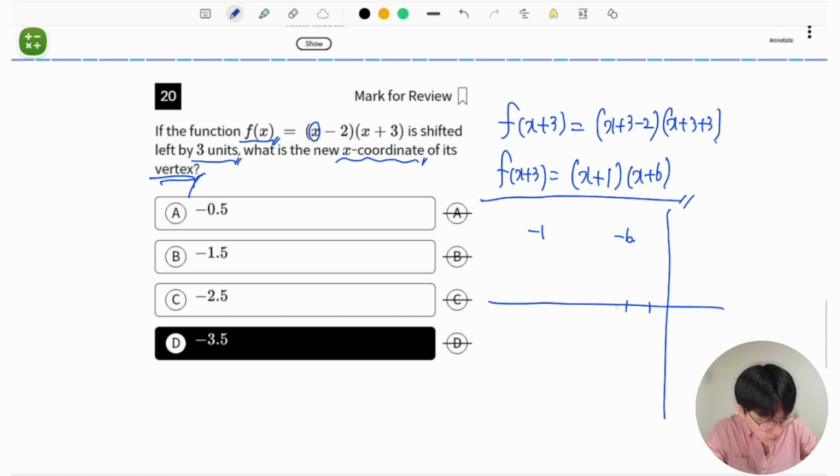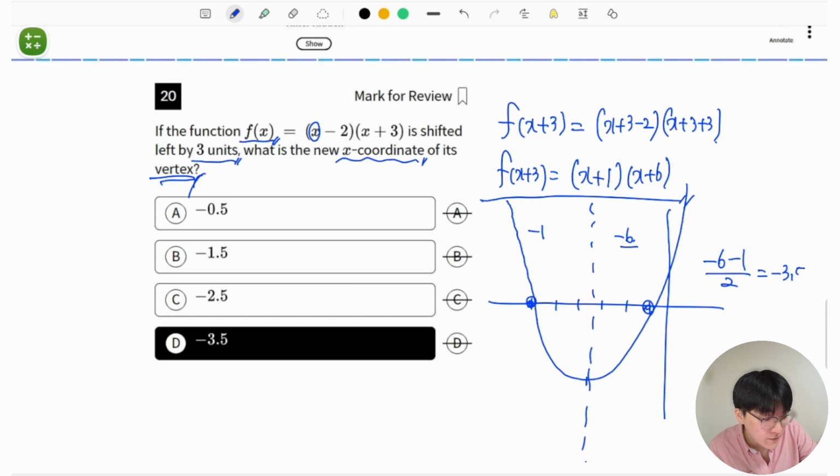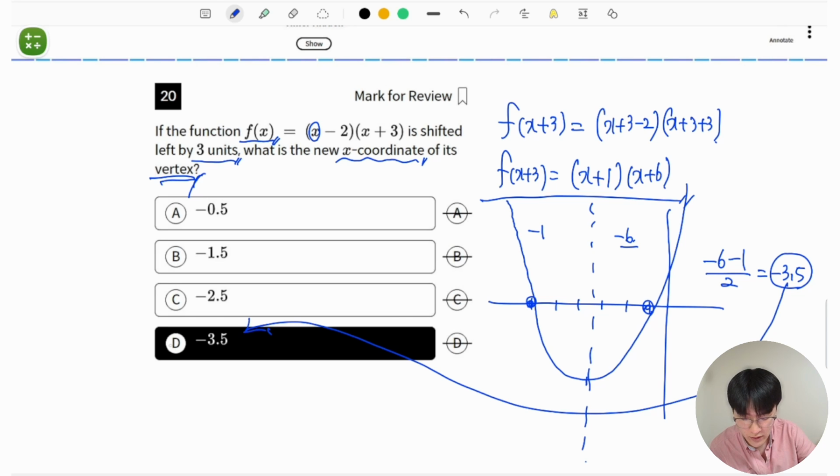Minus 1 and minus 6. So the graph is going to look something like this. And you know what? The vertex is going to be right in the middle, in between the x-intercepts, because a parabola is always symmetric. So what are we going to do to find the x-coordinate of the vertex? We're just going to find the mean value of these two. So minus 6 minus 1 divided by 2, which is equal to minus 3.5. And that is the new x-coordinate. Answer choice D.